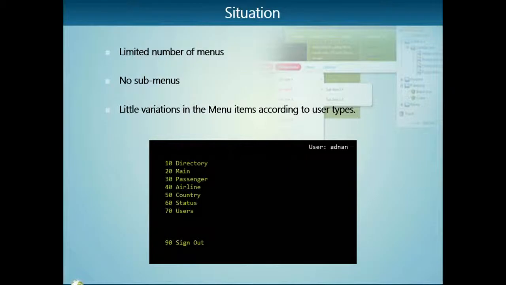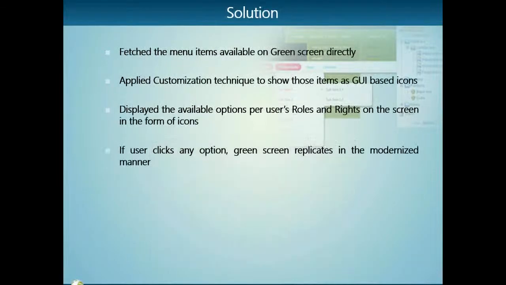What we did, we fetched the menu items available on the green screen and applied a customization technique to show those items as GUI-based icons. Icons are shown instead of the textual statements we had in the green screen for the user navigation. The green screen is replicated, but with the customization to show the icons of the items available to the user.